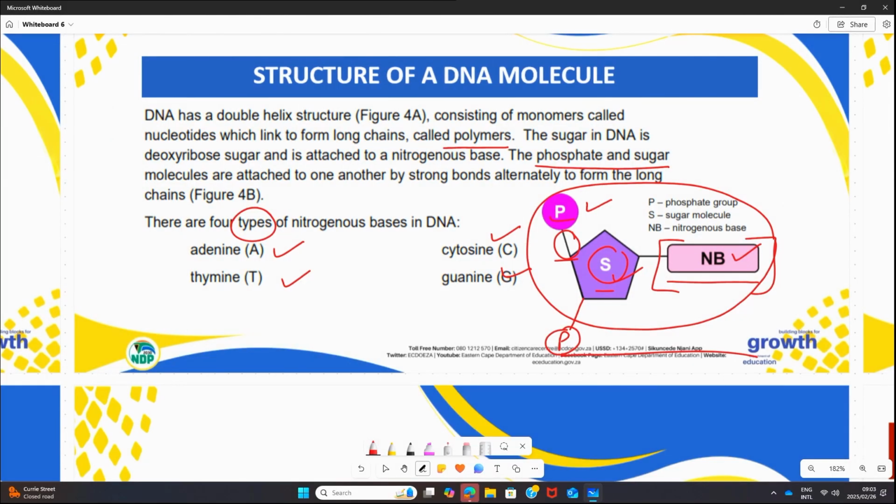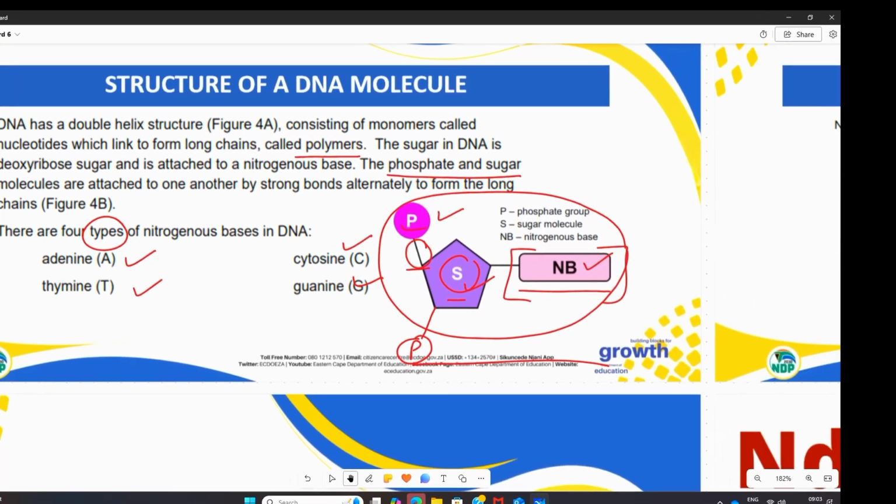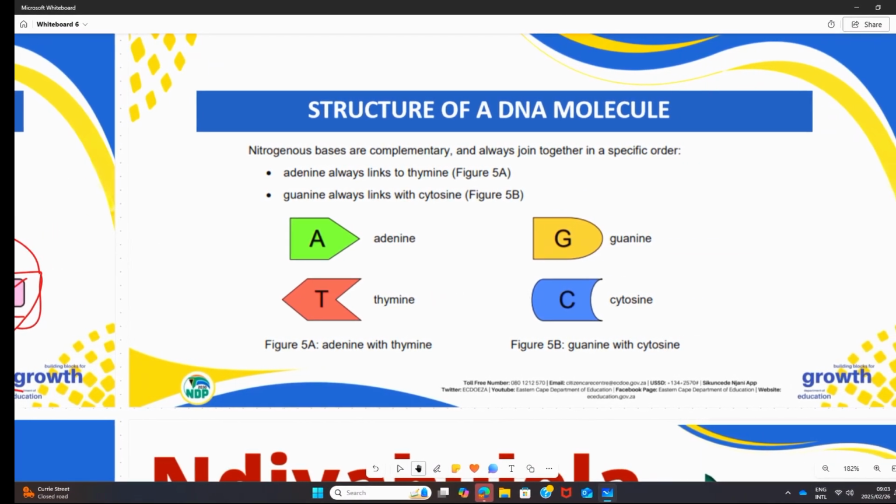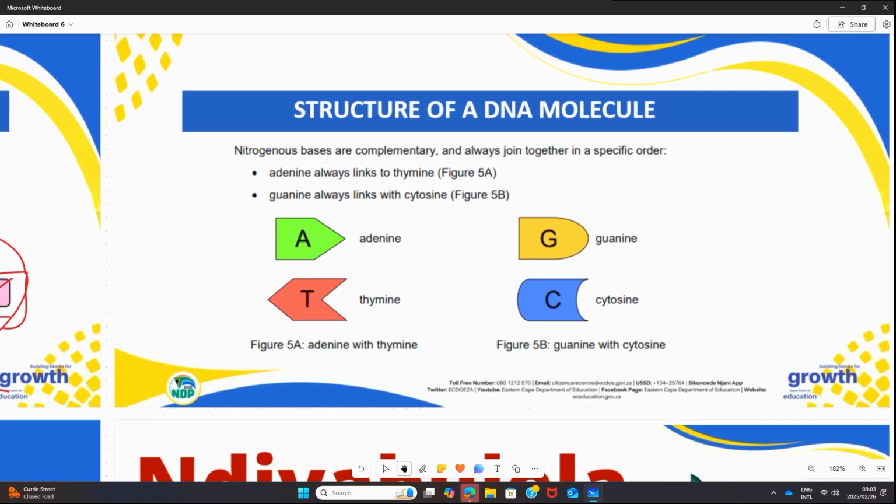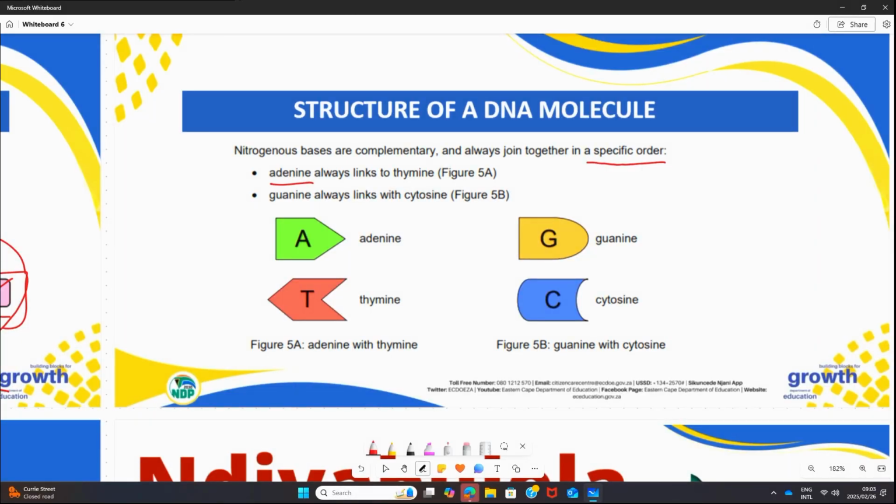Now, as we continue with the structure of the DNA molecule, these nitrogenous bases are complementary. In other words, they join together, but in a specific order. What do I mean by that? Adenine always joins with thymine. Guanine always joins with cytosine.